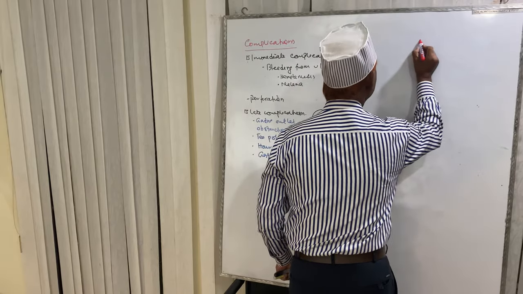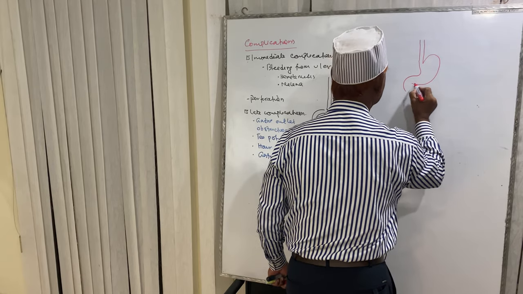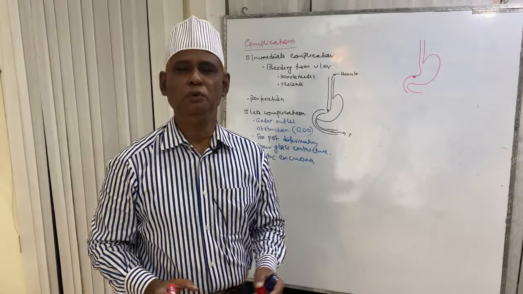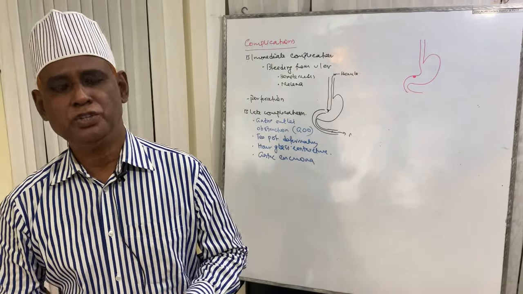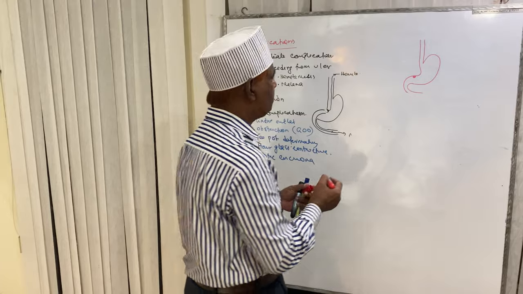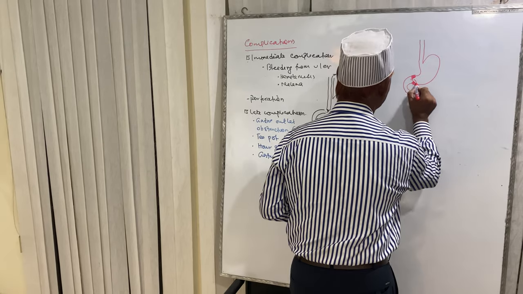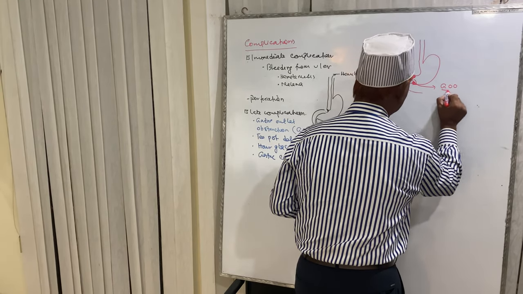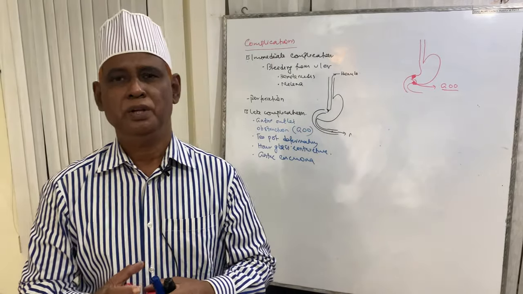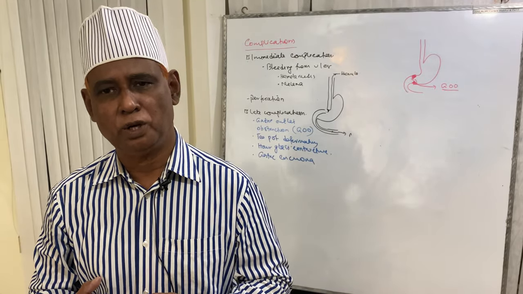If this is the esophagus and this is the stomach, and the ulcer is here and it is chronic, you know chronic ulceration is associated with chronic inflammation, and chronic inflammation is associated with fibrosis. Due to fibrosis there will be contraction, and due to contraction there will be a chance of development of gastric outlet obstruction.